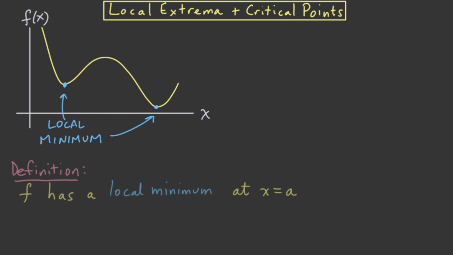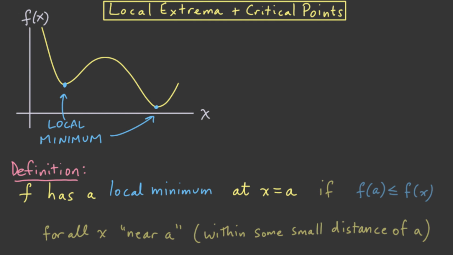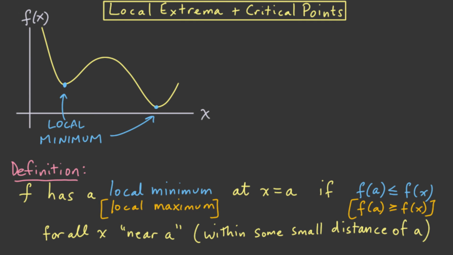Formally, we say that f has a local minimum at a point x equals a if f of a is less than or equal to f of x for any other x that is near a. And what we mean by near a is just within some small distance from a. And we have a corresponding definition for local maximum. You just reverse the inequality.